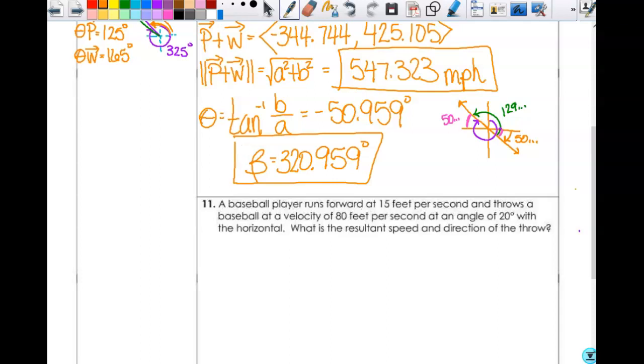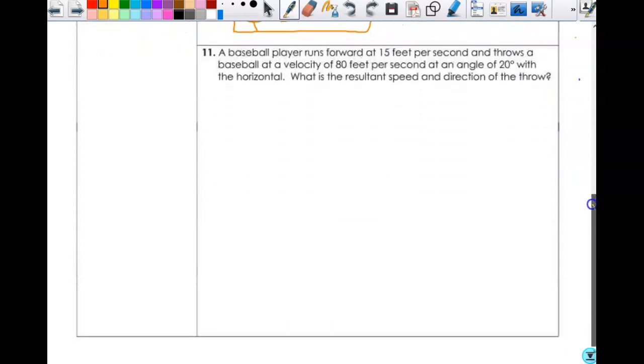Make sure you're actually thinking about your answers and not just getting numbers off of the calculator. You have to reason through and understand what this all means.